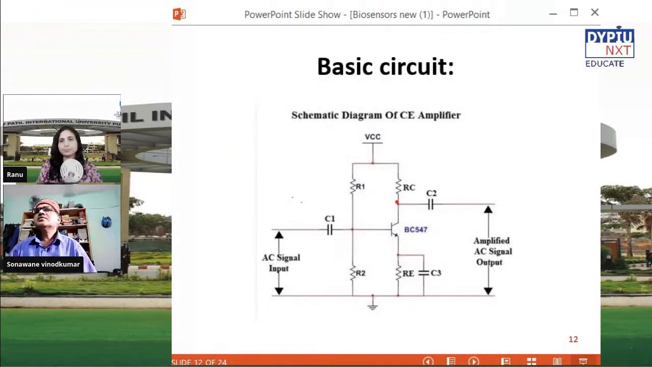This is again the basic amplifier using a transistor, BC547, as the device, where we can send the input signal between capacitor C1 and ground, and the amplified signal will be at the output. This is a very basic circuit, but instead of a single transistor, we can use multiple transistors to get a noise-free amplified signal. That is why I have shown this. Okay, next.